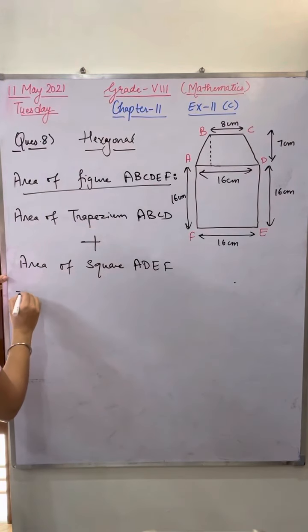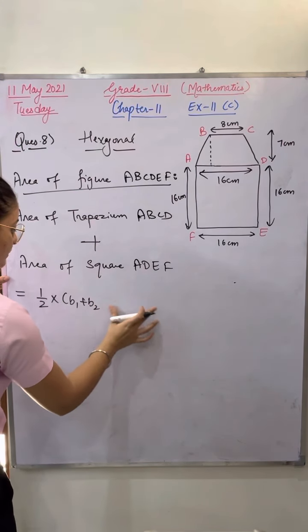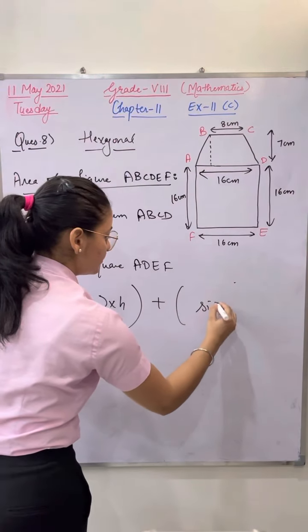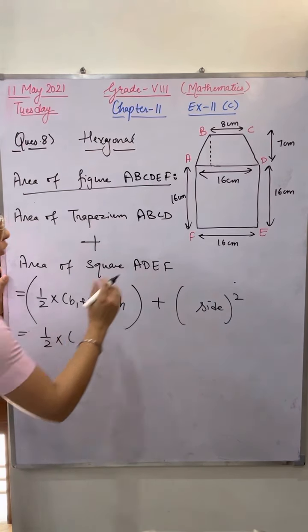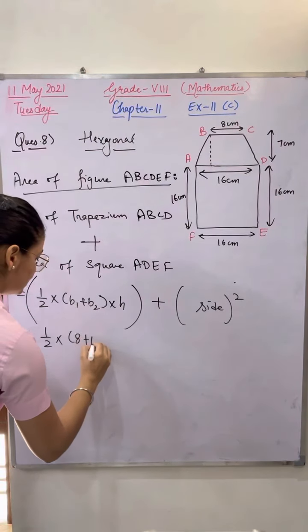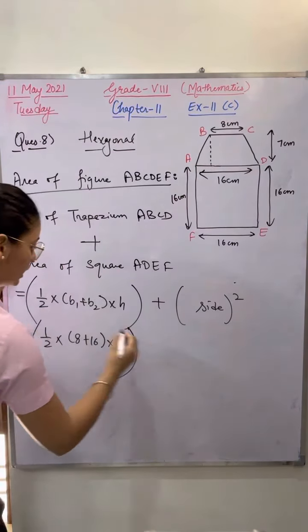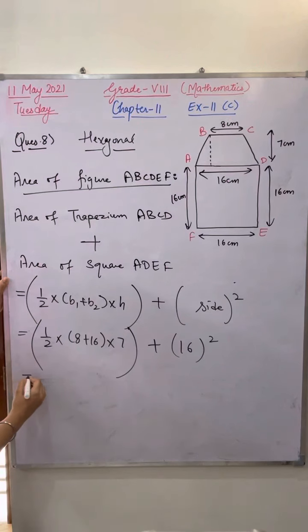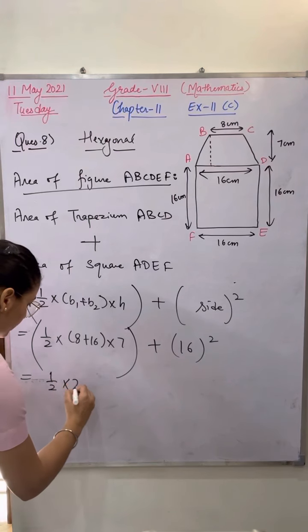Area of trapezium is, you know that, 1 by 2 into B1 plus B2 into height, plus area of square is side square. Now, 1 by 2, just put the values: B1 and B2, 8 plus 16, multiply by height, which is 7. Bracket close, plus side square, that is 16 square. Now, 1 by 2, 16 plus 8, how much? Very good, 24 into 7.